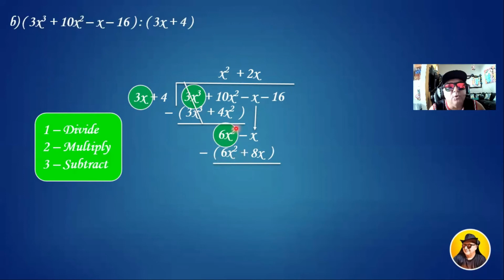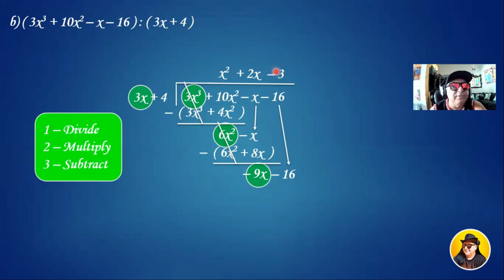So 6x squared minus 6x squared is 0. Okay, so we can cancel them. And minus x minus 8x is minus 9x. All right, and now minus 16 comes down like this. And we are going to redo steps 1, 2, and 3. Dividing the leading term here, minus 9x, by 3x. Well, minus 9x divided by 3x, well, minus 9 divided by 3 is minus 3. X divided by x is over. All right, so minus 3 is the answer.